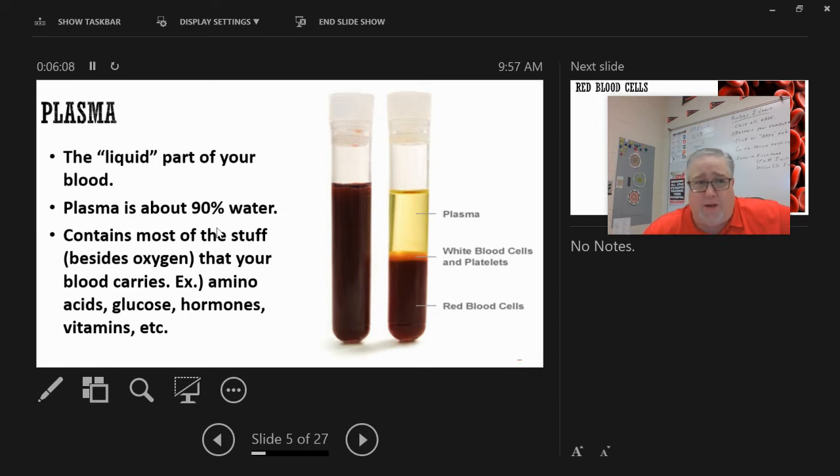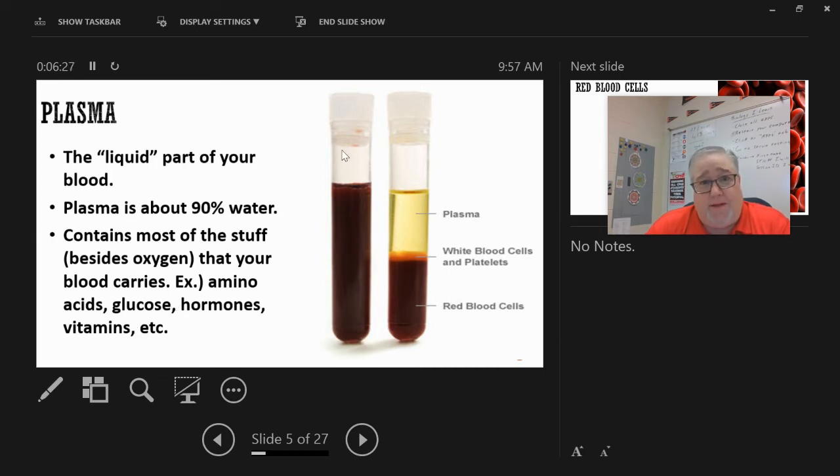It's about 90% water, but it also consists of a lot of other things that your blood is transporting besides oxygen. Things like amino acids and glucose and hormones and vitamins and all this type of stuff. All of those types of things would be in your plasma.